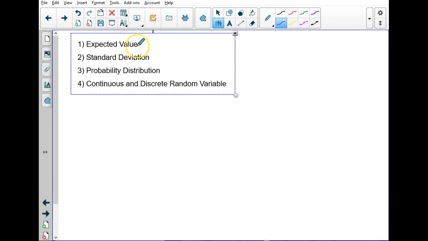What should you have gotten from all of this? You should understand what an expected value is, how to find it, how to interpret it. A standard deviation as well. You should understand what a probability distribution is. It's showing all the different options, and then the probabilities of those options. Finally, you should understand the difference between a continuous and a discrete random variable, and that a continuous random variable most likely will be using the normal distribution. So you'll be finding a z-score and then getting a probability from the table or the calculator.